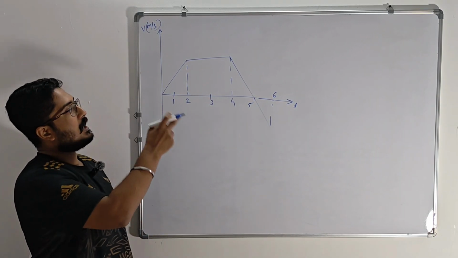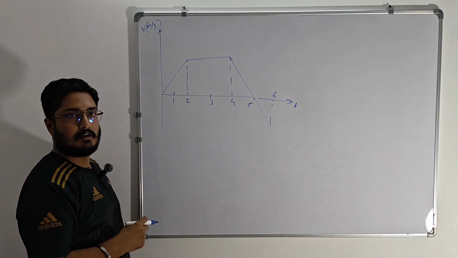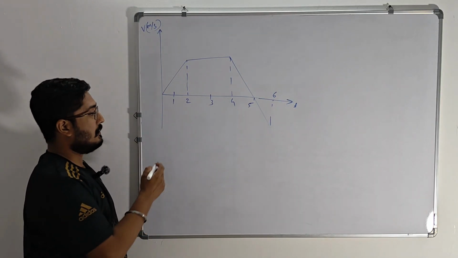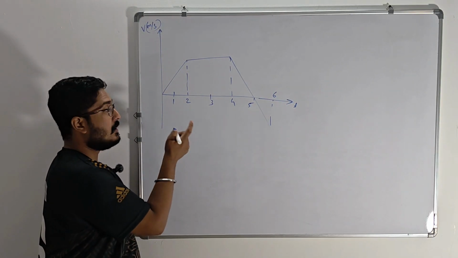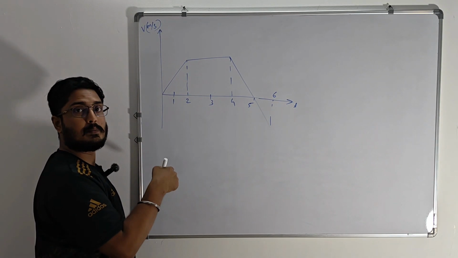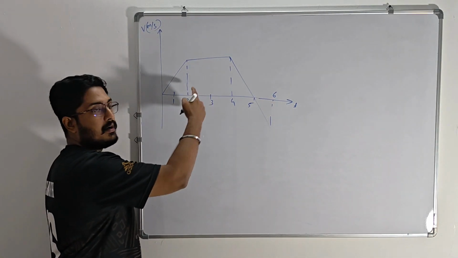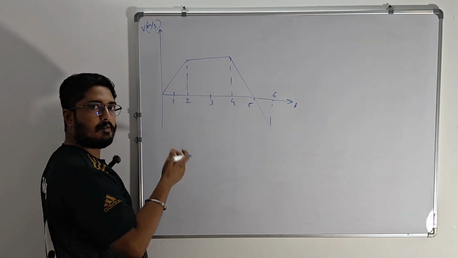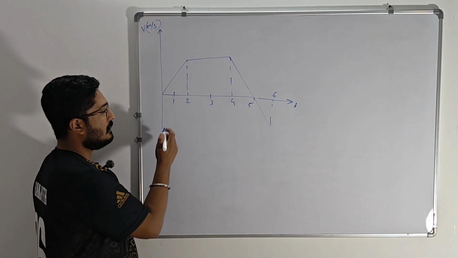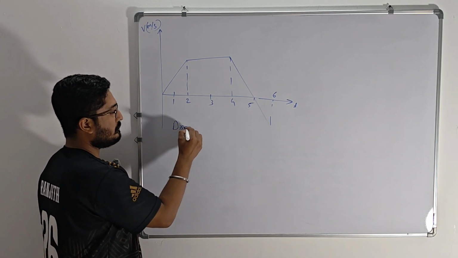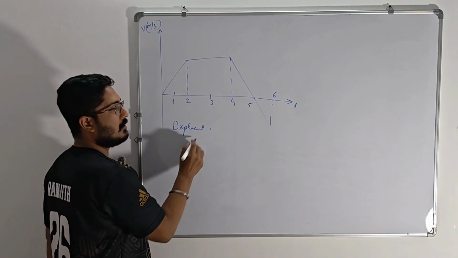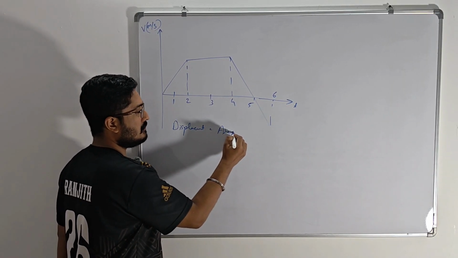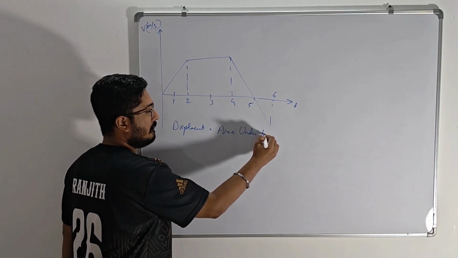Now we know that if we have a velocity versus time graph, then in this v versus t graph, it is very easy for us to find out displacement because the area under the graph would be directly representing displacement, right? So let us first find out the second part of the question, displacement. So displacement is equal to the area under the graph.